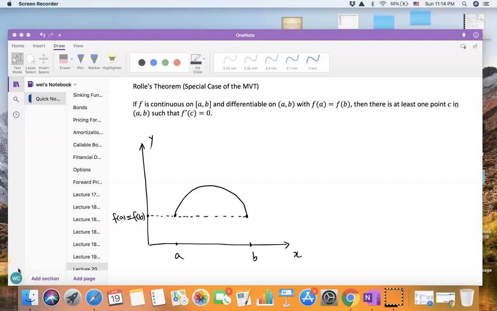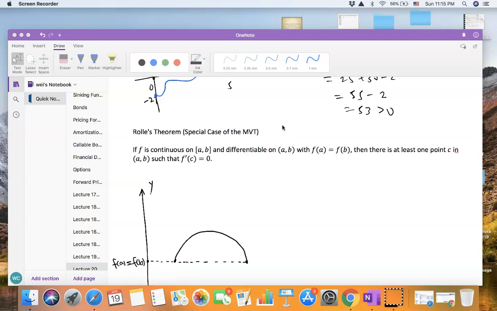Hi everyone. In this video, let's look at what Rolle's theorem is. As I said in the previous video, Rolle's theorem is a special case of the mean value theorem. Rolle's theorem says if a function f(x) is continuous on a closed interval [a, b] and differentiable on the open interval (a, b), with the function value f(a) equals f(b), then there exists at least one point c in the open interval (a, b) such that the derivative at this point equals 0.